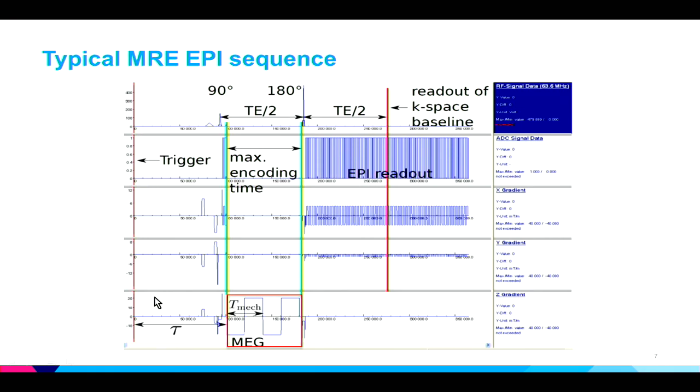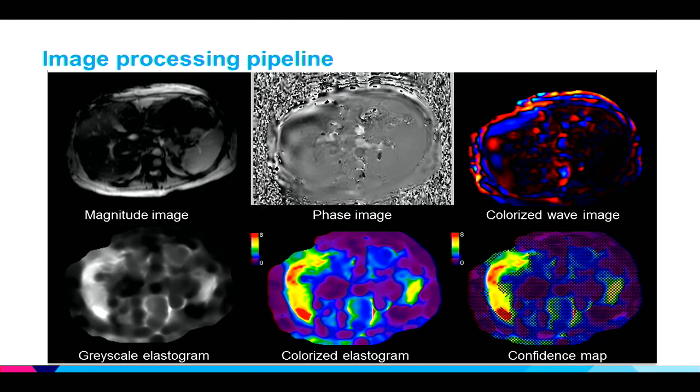And what happens here is this trigger time, tau, is changed. So the onset of vibration and the onset of imaging are changed depending on the frequency that we're looking at. What we want to do is capture snapshots of the propagation. When we do that, we get something like this.